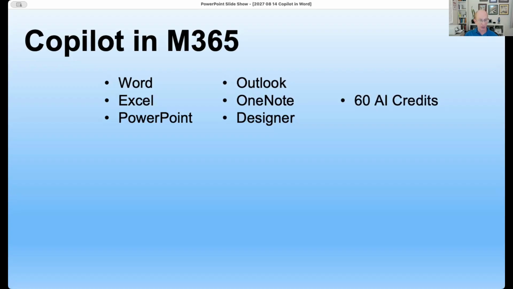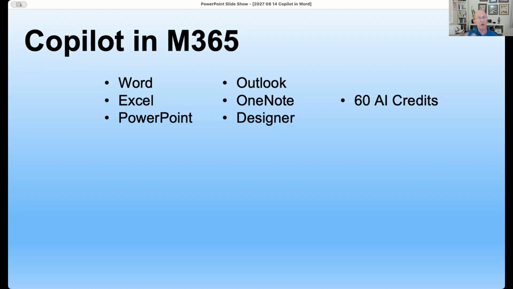And you get what's called 60 AI credits. Okay, and I'm going to explain a little bit about what this thing called AI credits is. AI uses a lot of computing power, and you're using AI and Copilot by connecting to Microsoft's cloud. You're not using AI locally in Word on your computer. You're using it when you're connected to the cloud. And so if you don't have an internet connection, you aren't going to have the Copilot capabilities.